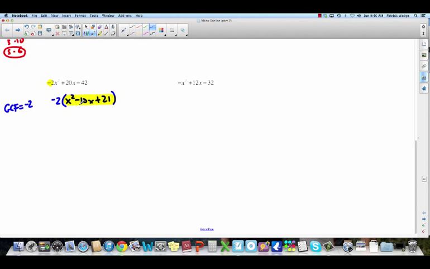Can you factor this bit right here? Yes, you can. You're looking for two numbers that multiply to 21 and add to 10. Not too many numbers multiply to 21. 1 and 21, and 3 and 7. Which one of those adds to 10? The bottom one. Why is it always the bottom one when we do this?